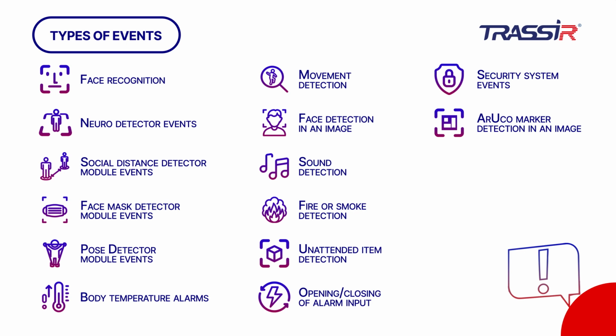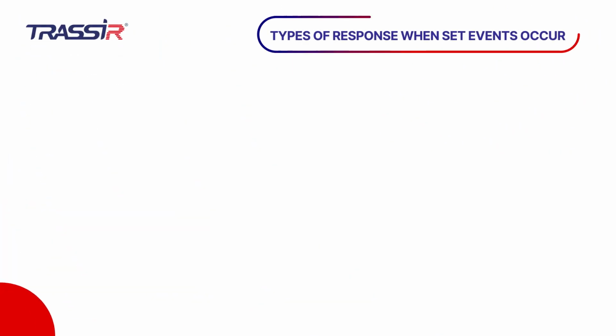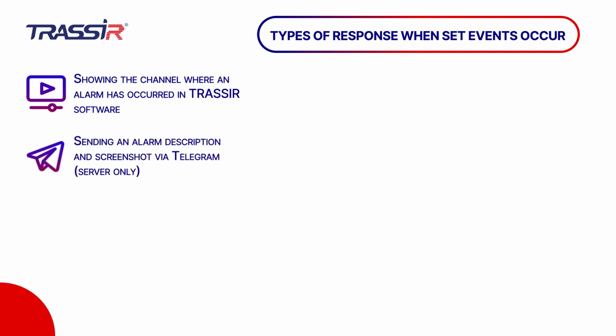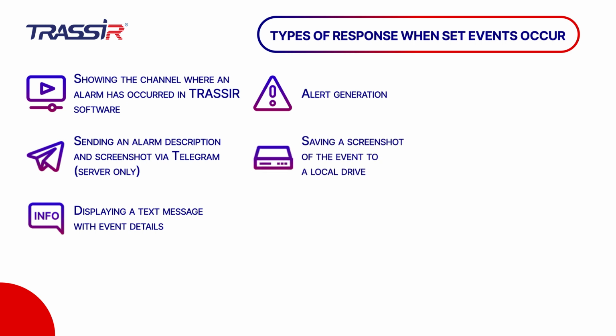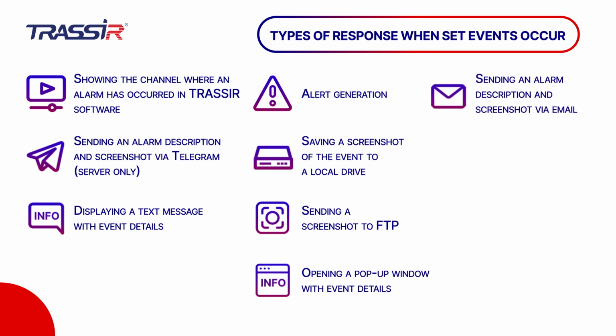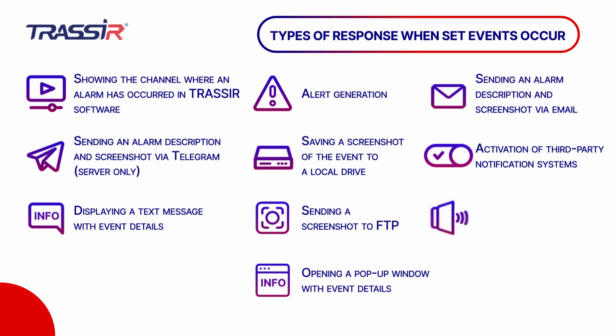The operator can choose one of several response types: displaying the channel, sending an alarm description and screenshot via Telegram, displaying a text message, alert generation, saving a screenshot of an event to a local drive, sending a screenshot to an FTP server, opening a pop-up window, sending an alarm description and screenshot via email, activation of third-party notification systems, and playing audio.